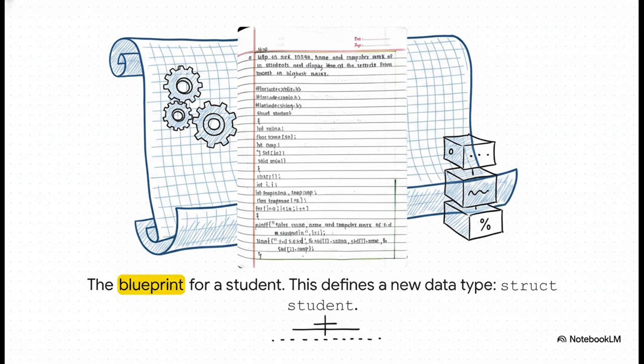What we're doing here is creating a blueprint called struct student. And inside, we're laying out the rules. We're saying that every single student from now on will have an integer for their roll number, a character array for their name, and another integer for their marks. Now, we haven't actually created any students yet. We've just designed the perfect student cookie cutter.